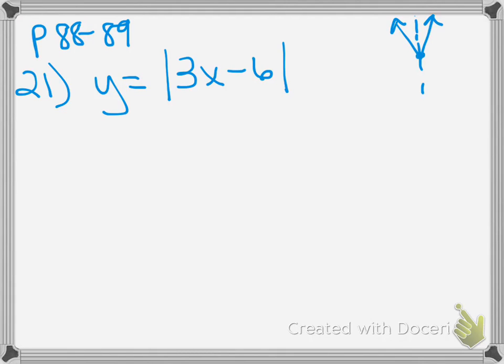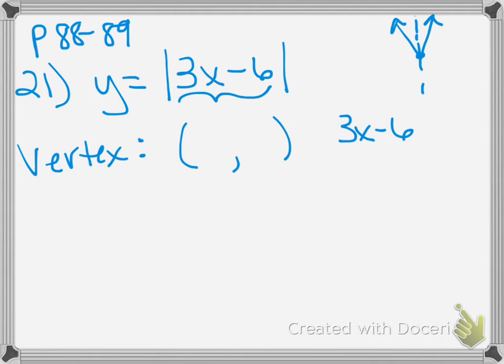But let's actually talk about it algebraically. The big thing to remember is that the definition of absolute value is a distance from zero. That's why absolute value is always positive, because it's a distance from zero. So first I need to find the vertex of my absolute value function. My vertex is going to be a coordinate of x, y. To find the x value of the vertex, I take the guts of the absolute value, so that 3x minus 6, and I set it equal to 0, because remember, absolute value is a distance from 0.